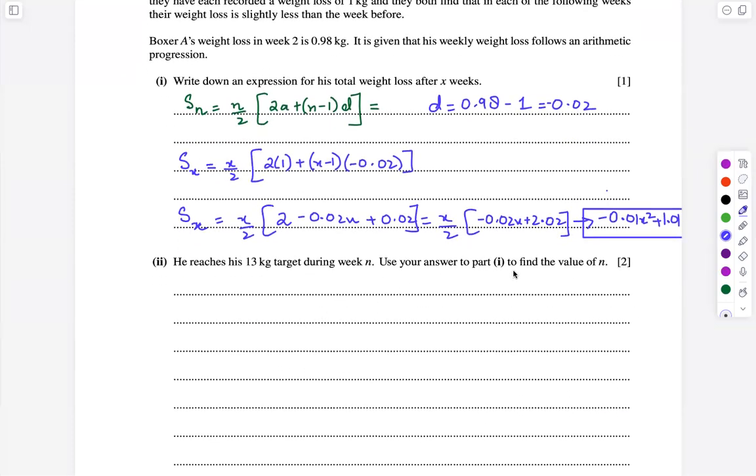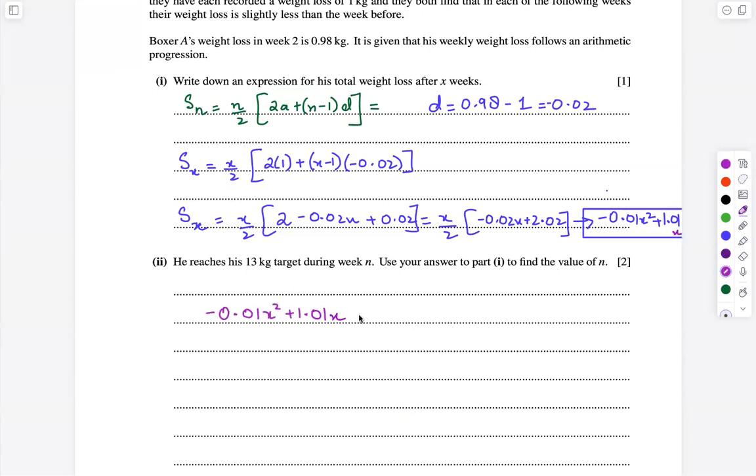Now in part 2, it says he reaches his 13 kg target during week N. Use your answer to part 1 to find the value of N. Now we already know that after x weeks, the total weight loss will be given by the expression minus 0.01x squared plus 1.01x.